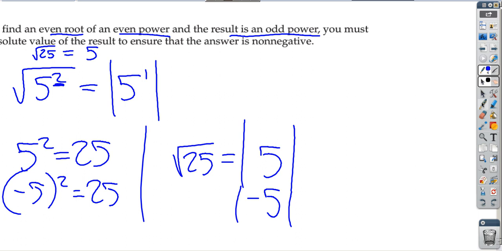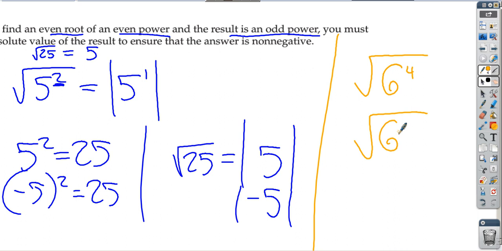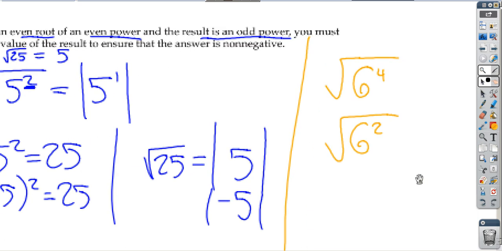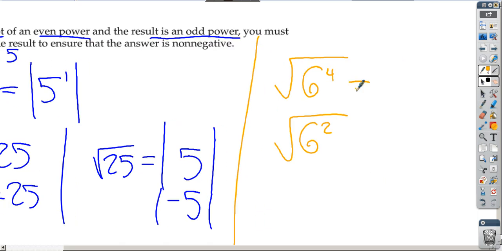Okay, so just to clarify, let's do just one more example here. Let's say we're taking the 4th root of, actually let's make it a square root again. Let's do the square root of 6 to the 4th versus the square root of 6 to the 2nd. One of these is going to need an absolute value, the other one won't. Okay, so this right here will take half of that number, we get 6 squared. This right here will take half of that number, we get 6 to the 1st. Okay. So the question is, which one do I need an absolute value around? And the answer is only this one here.